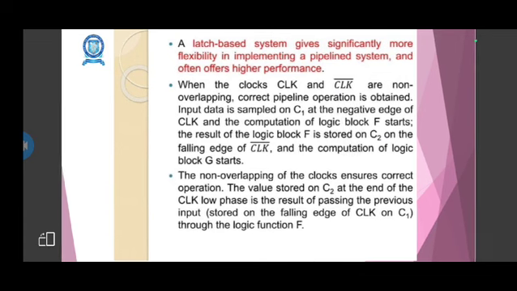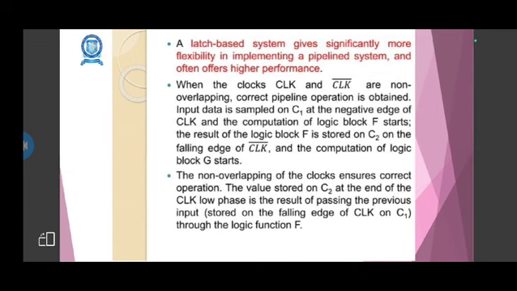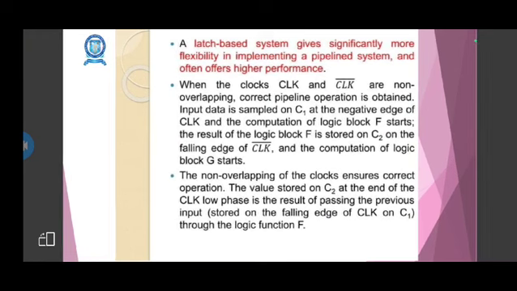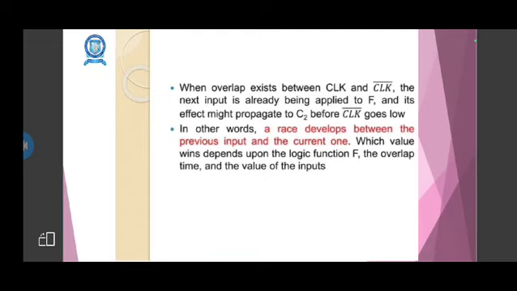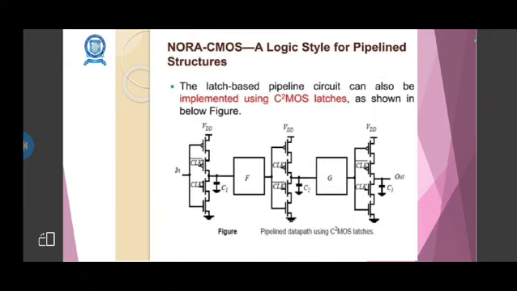Input data is sampled on C1 at the negative edge of the clock, and the computation of the logic block starts here. The result depends on the clock, which must ensure non-overlap. When overlap exists between the clock and the clock bar, the next input is already applied to F1 and the effect propagates to C2. So a race develops between the previous input and the current one, which can be calculated based on the overlap time. Latch-based pipeline circuits can also be implemented using CMOS latches.